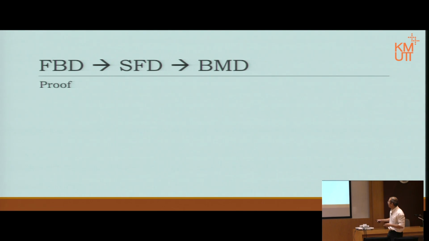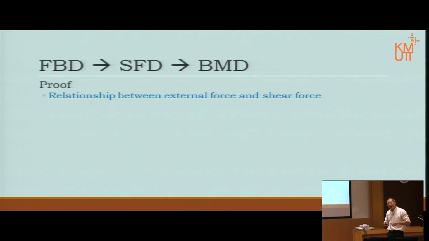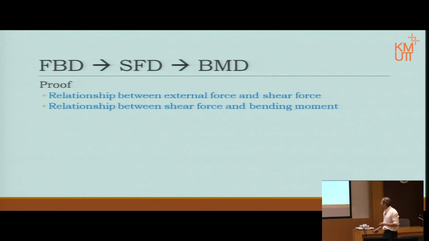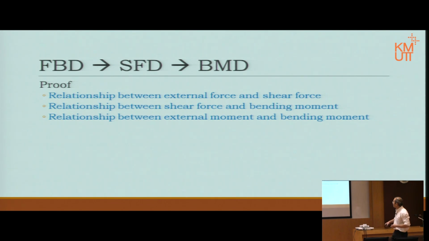So here's the idea. First, we're going to prove the validity of this relationship. The first relationship, as I discussed, is the relationship between the applied forces, or in fact external forces, which include reaction as well from the support, of course, and the shear force. With that relationship, we should be able to draw the shear force diagram, and we're going to prove the relationship between the shear force and the bending moment. And if we already have the shear force, then we should be able to draw the bending moment diagram with that relationship.